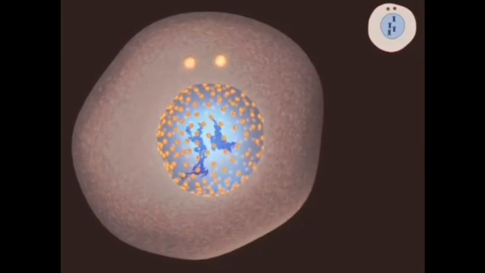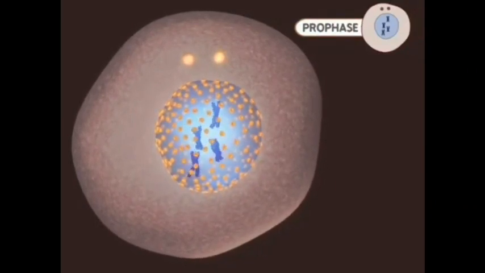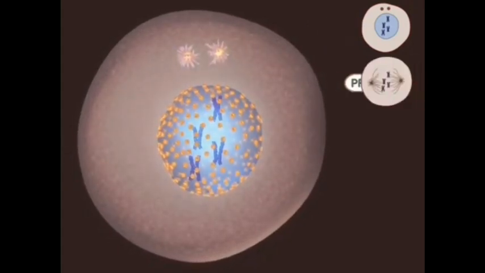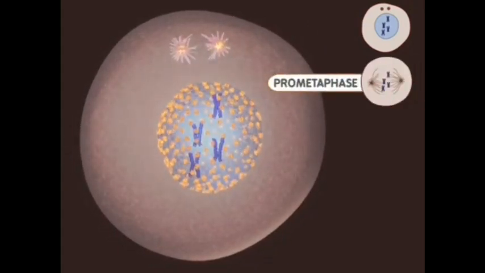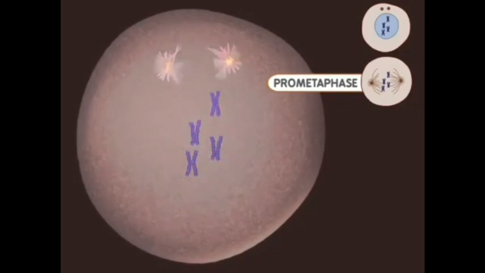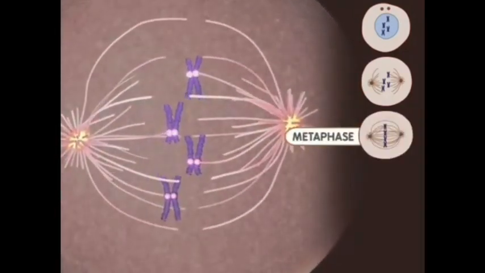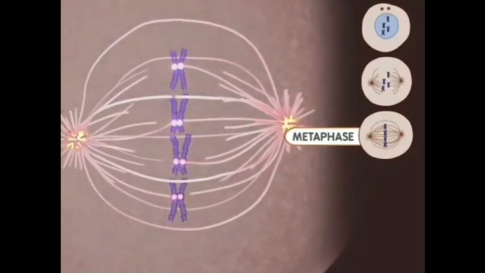Mitosis begins with prophase. Notice the DNA condensing into chromosomes during this stage. Microtubules appear during prometaphase, and the nuclear membrane breaks down. Metaphase occurs when the chromosomes are aligned at the center of the cell.